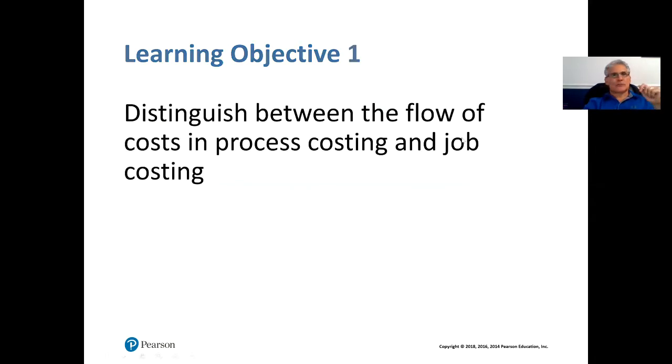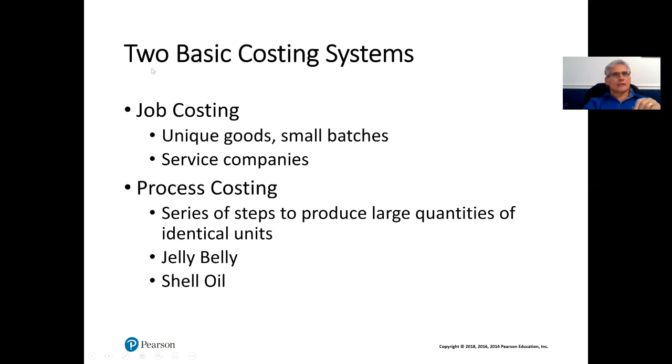Okay, so first objective, distinguish between the flow of costs in process costing and job costing. So we've already talked a bit about job costing. For job costing, we're talking specifically about unique goods, small batches, and often job costing is used for service companies, such as my accounting firm. Every time somebody comes in to ask for a specific service, whether it's tax preparation or financial statements or payroll, each request is a job. So service companies often use job costing.